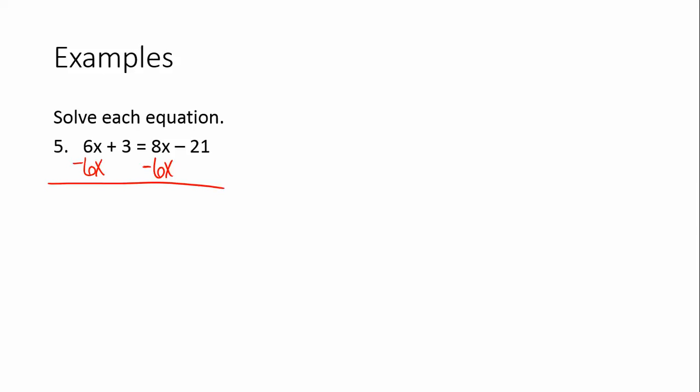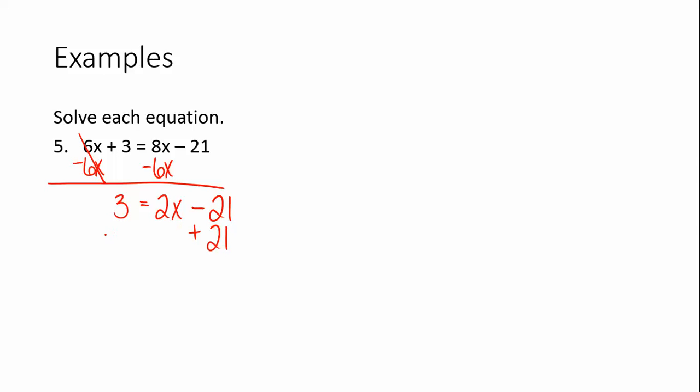The reason why I like to do that is because then we don't end up with a negative in front of our variable. And when we switch back to inequalities, you know that having a negative in front of the variable means there has to be a sign flip somewhere. So this way we don't forget because we don't have to do it. So the 6x's cancel. I bring down the 3. 8x minus 6x is 2x minus 21.